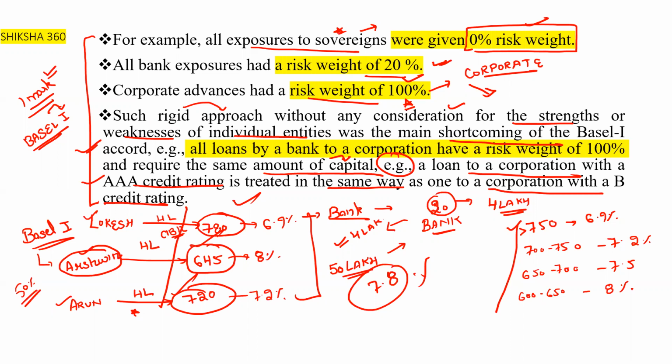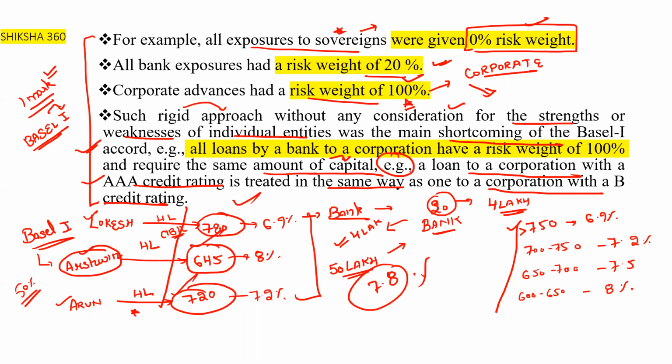So this is one of the main drawbacks of the Basel 1 norm, because there is not any importance given to the credit rating. They have given specific risk weightage to a specific sector, and you have to follow all these guidelines while following the Basel 1 accord. To remove this drawback, they came with new guidelines under Basel 2.